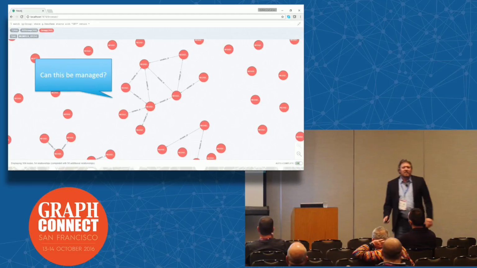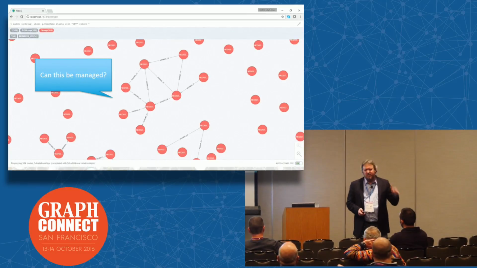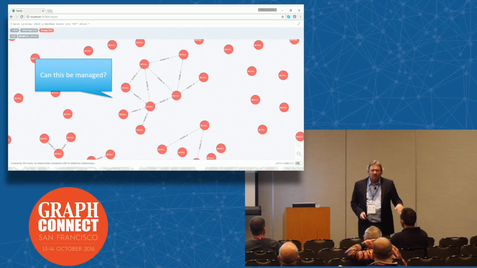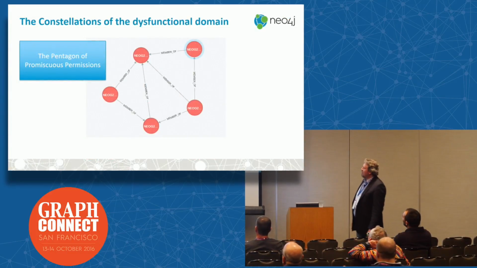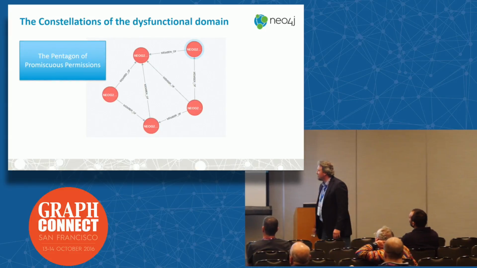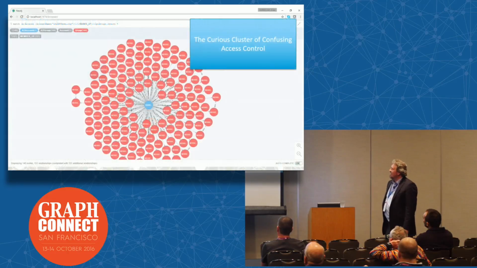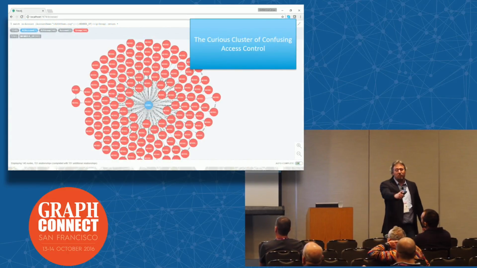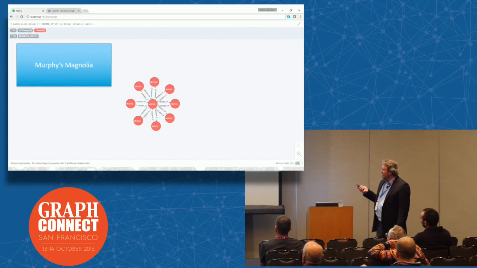I went through the groupings and I just said, let's look for nestings, groups 12 deep. And this is what I found. I call it the constellations of the dysfunctional domain. It starts off with the pentagon of promiscuous permissions. Then I go to the curious cluster of confusing access control. That's a good one. You're going to love this one. This is my favorite: Murphy's Magnolia.